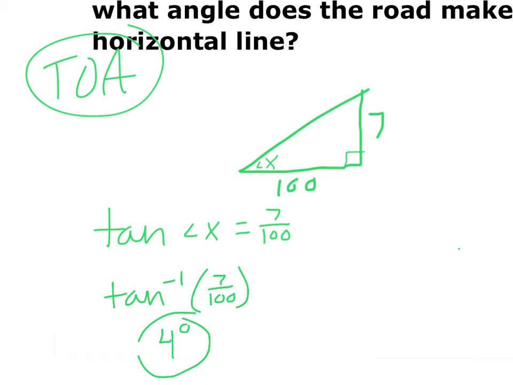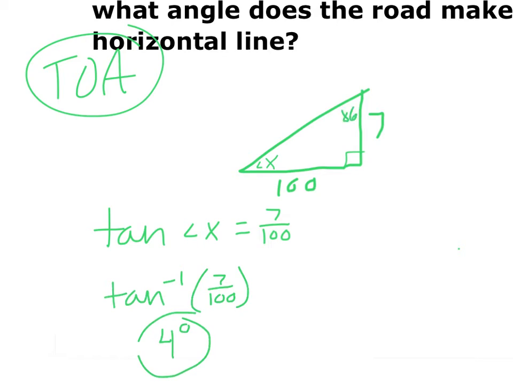If we wanted to, we could find every single part of this triangle. What would the other angle be? 86 degrees. We just do 90 minus 4. Yeah. So this other angle would be 86.